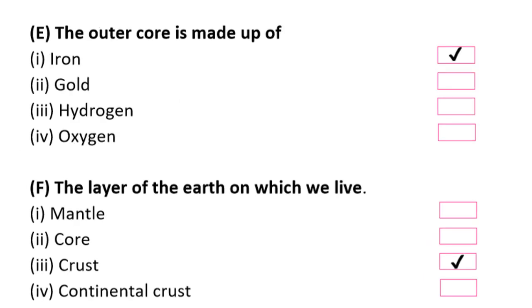E. The outer core is made up of first, iron. Second, gold. Third, hydrogen. Fourth, oxygen. The answer is first, iron.